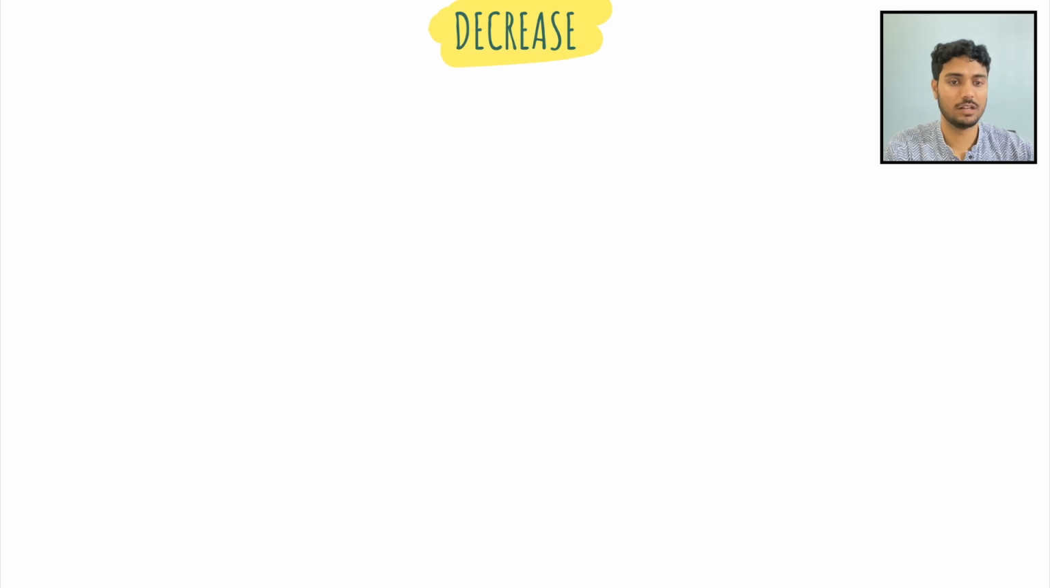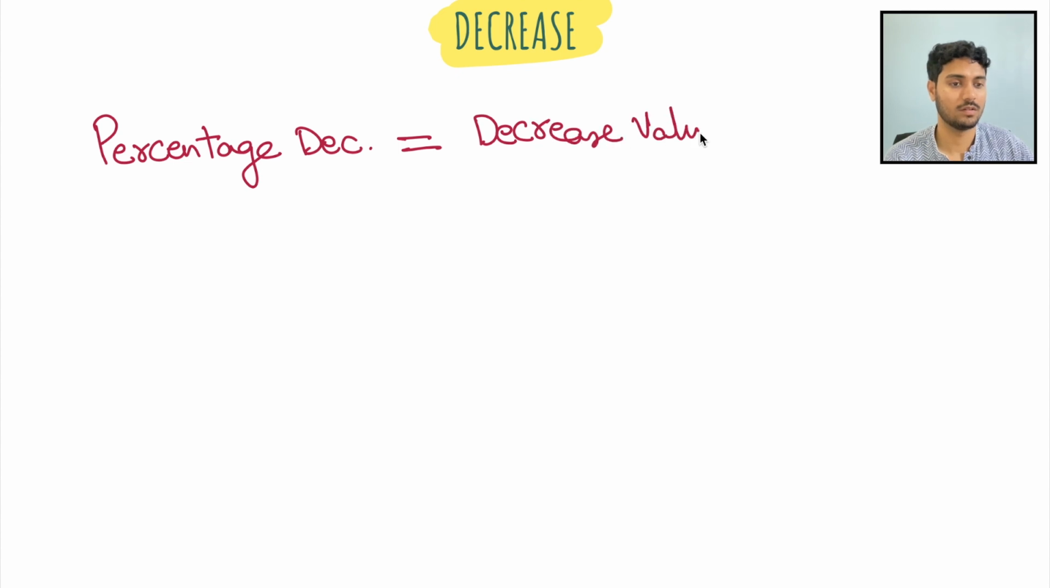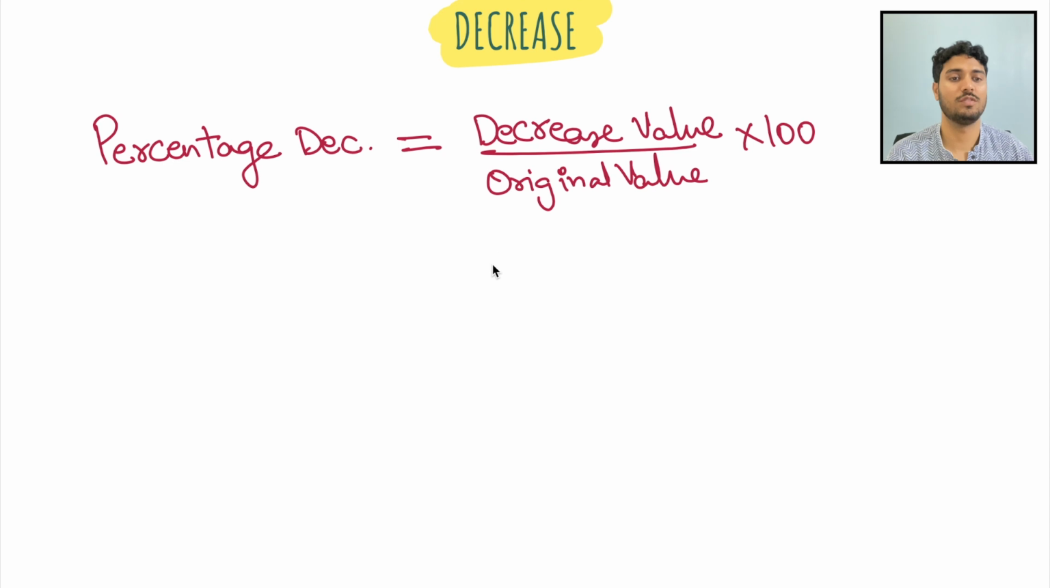I hope this is clear to everyone. Percentage decrease formula is this. If you have to find the percentage decrease, it is basically decrease in value divided by original value multiplied by 100. Use this formula and you'll get your decrease percentage.